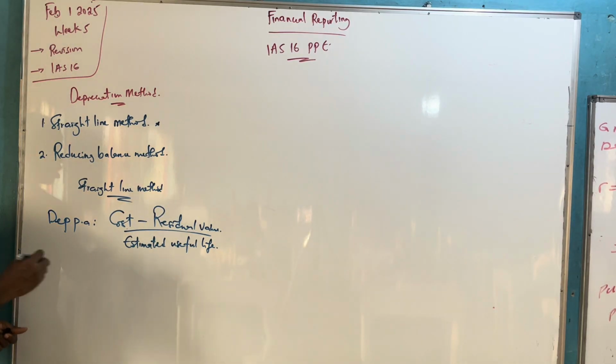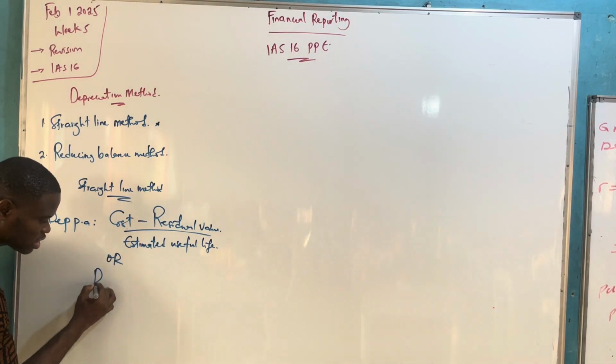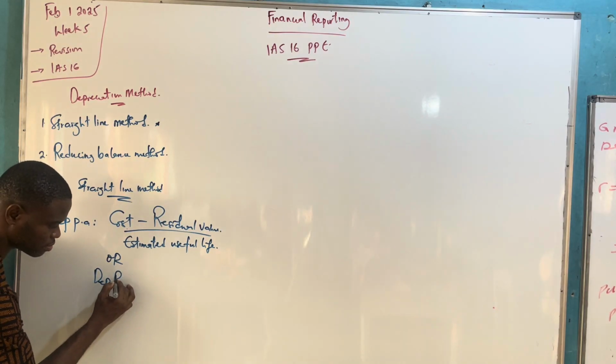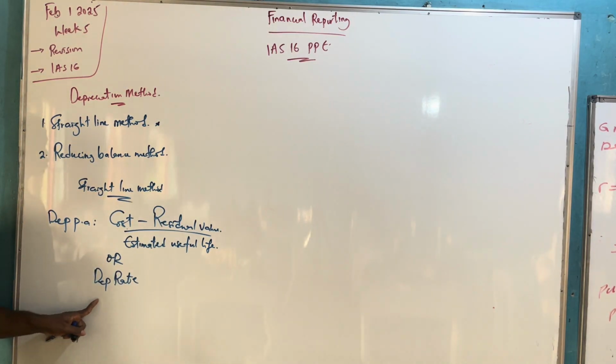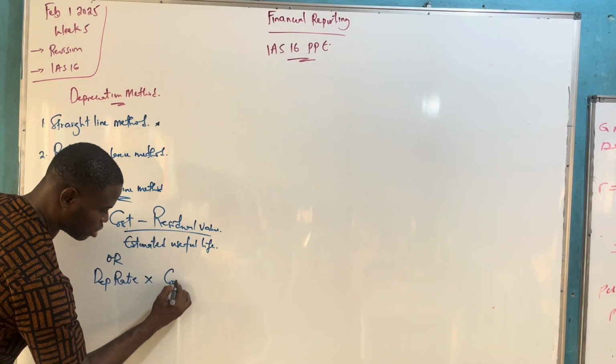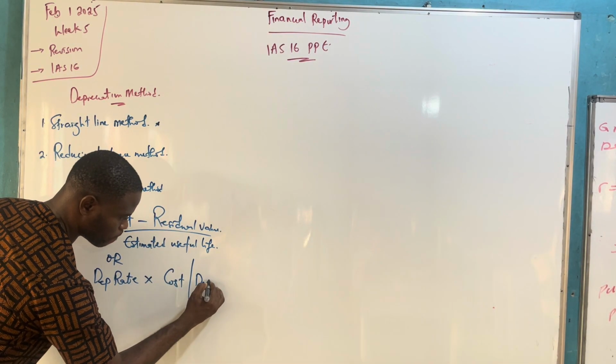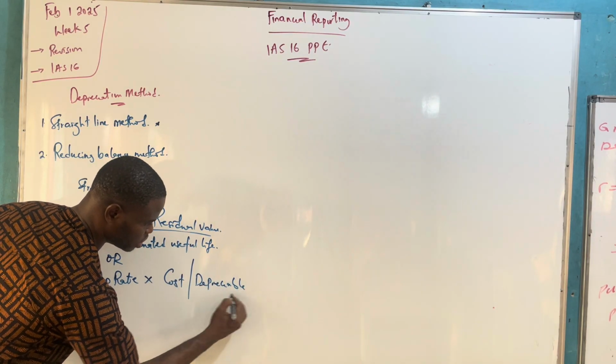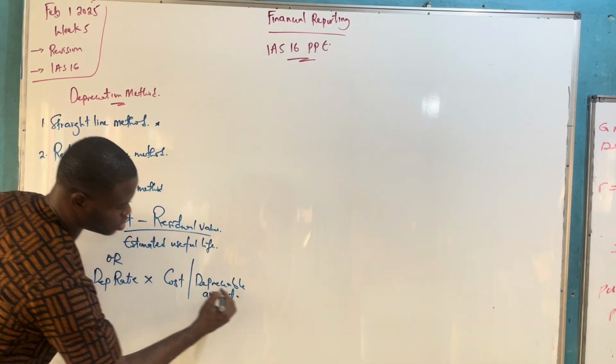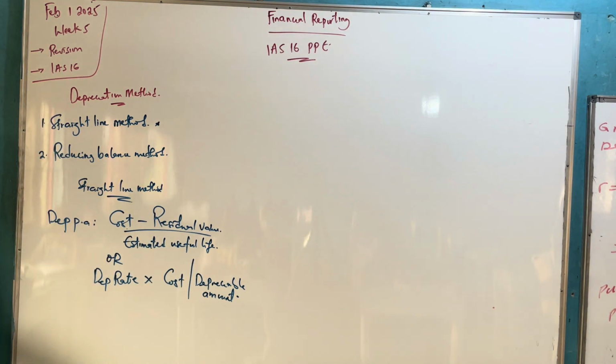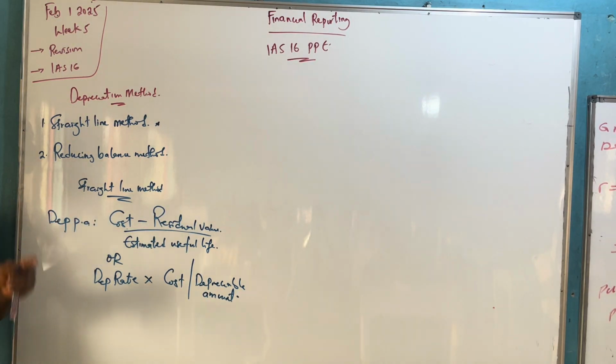It will definitely give you the same amount of depreciation every year. Or you can simply do the depreciation rate multiplied by the cost, or the depreciable amount if you have a residual value. Either way, you should get the same thing. Doing this will give you an equal amount of depreciation every year. Year in, year out, you have an equal amount of what? Of depreciation.